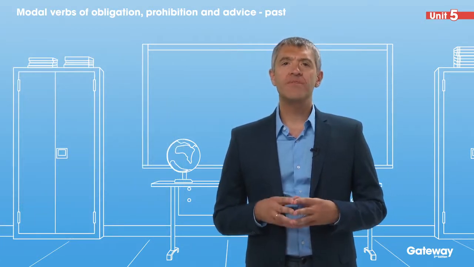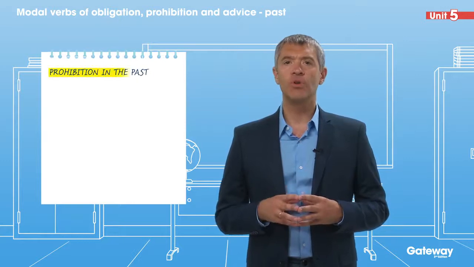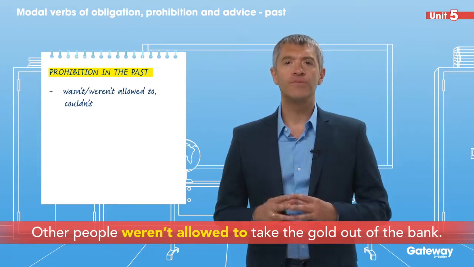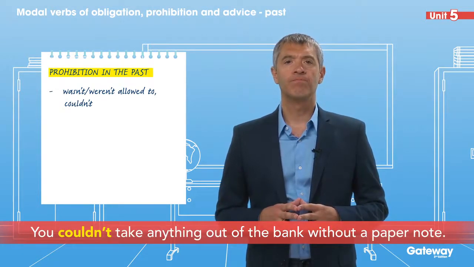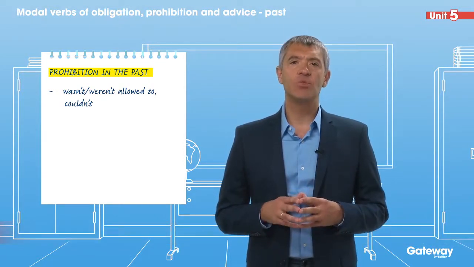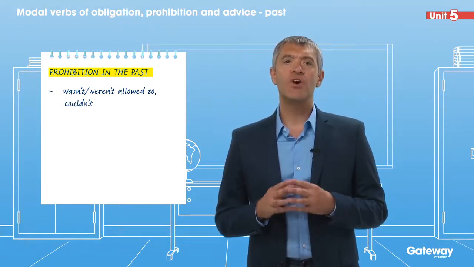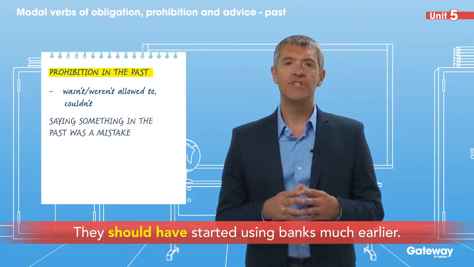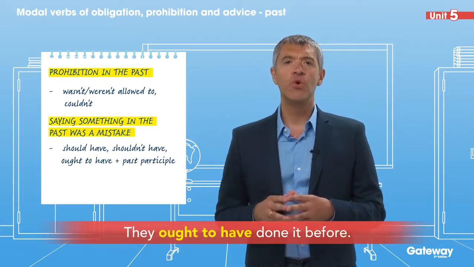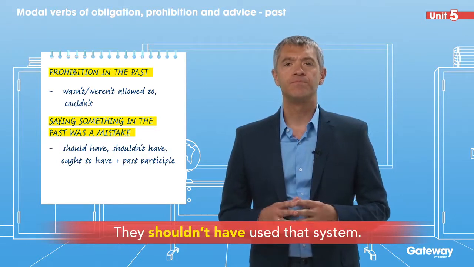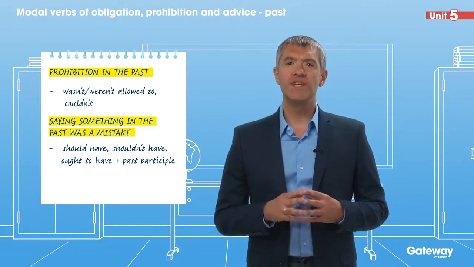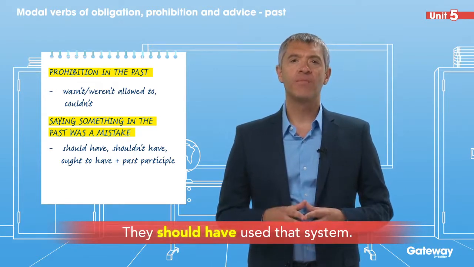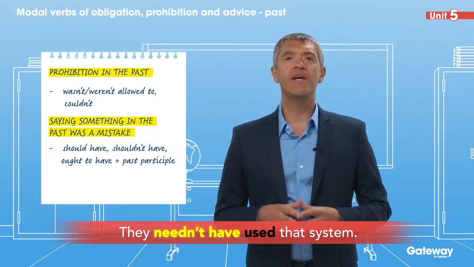Now, to talk about something that was prohibited or not possible, we use wasn't or weren't allowed to, or couldn't. To say that something that happened in the past was a mistake, or to express a regret for something that didn't happen in the past, we use should have or shouldn't have, or we can also use ought to have. Notice the structure in those sentences. After the modal verb, we need have, and then the past participle of the main verb.